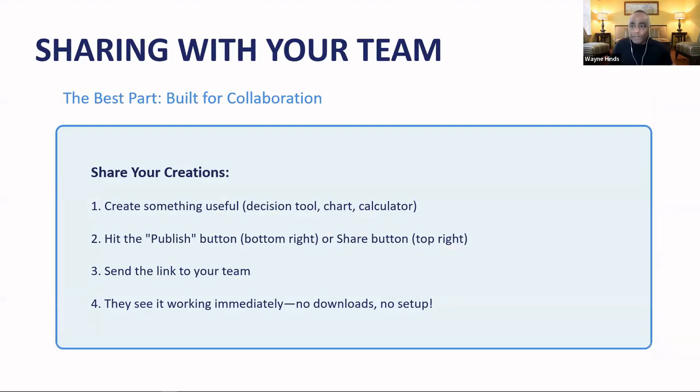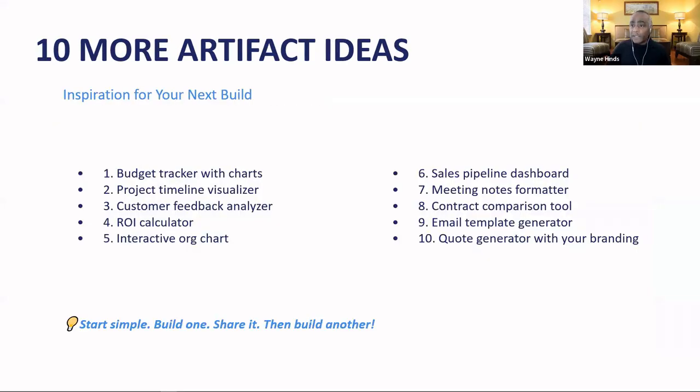So you can share these artifacts that I mentioned with the team. The best part is that you build and collaborate. You can create something very useful like a decision tool, a chart, or a calculator, and then you can just push the publish button and make it available for sharing right away. Then you can send the link out to your team or to others. They seem to work immediately because it's on demand. You're creating it and boom, there it is visually, and you can ask it to change or update. There's no setup, there's nothing required. It's live code on the fly.